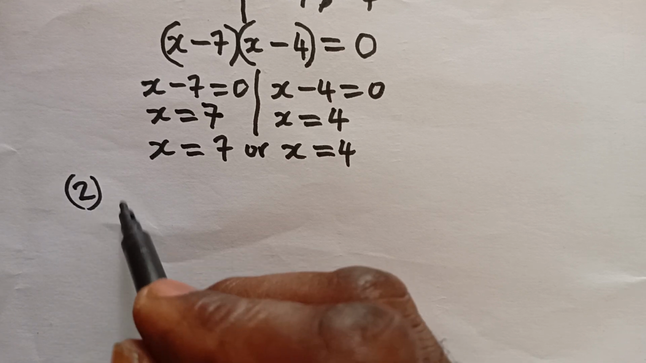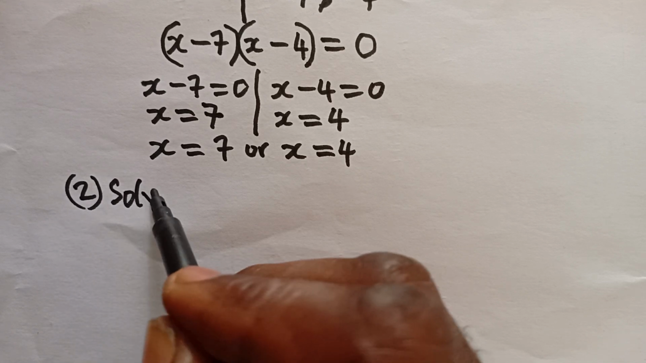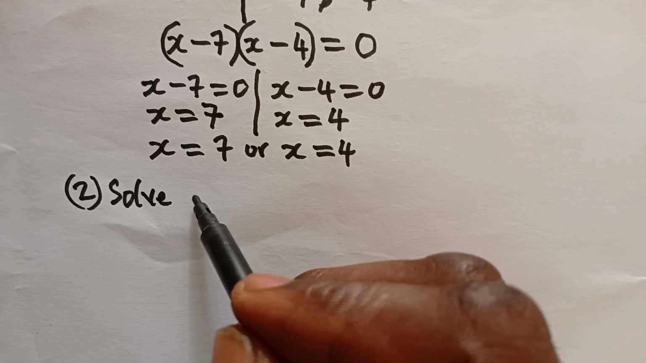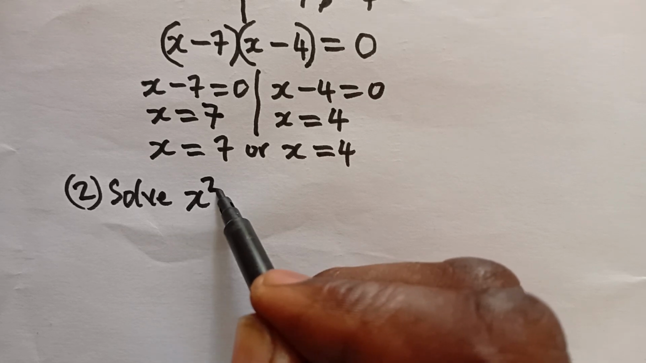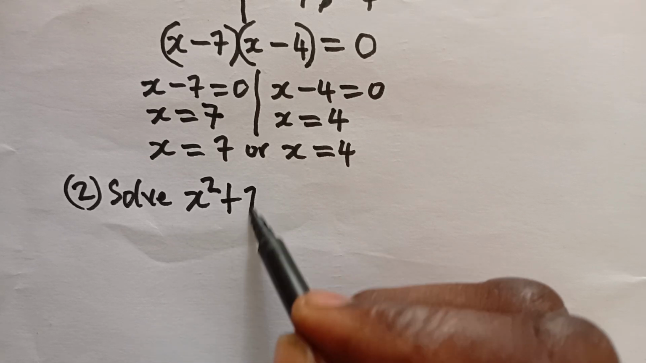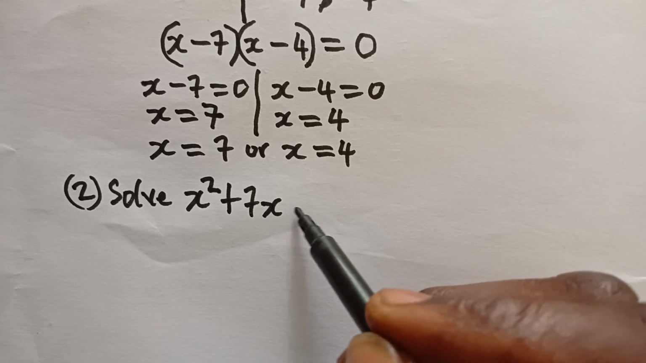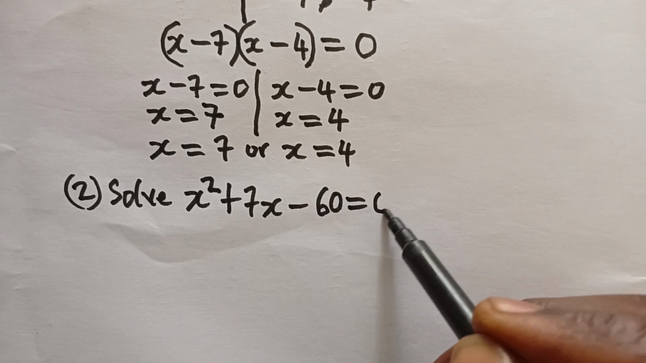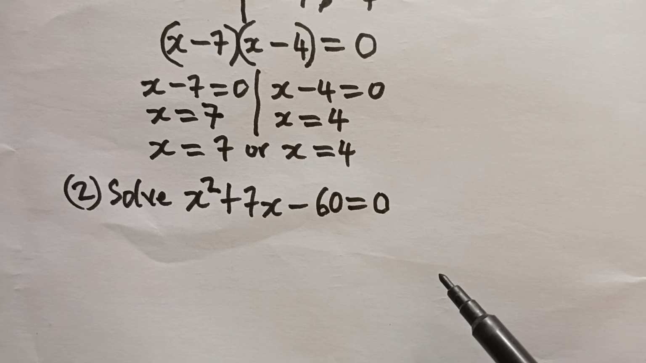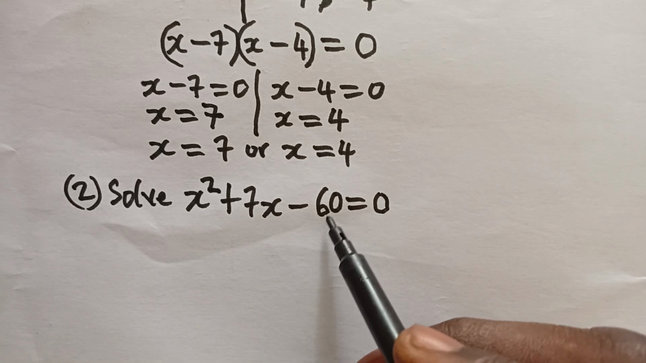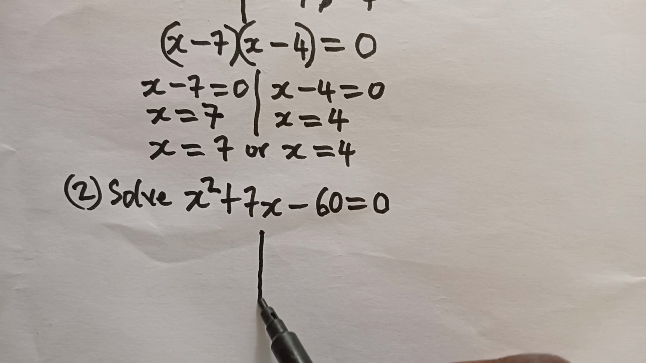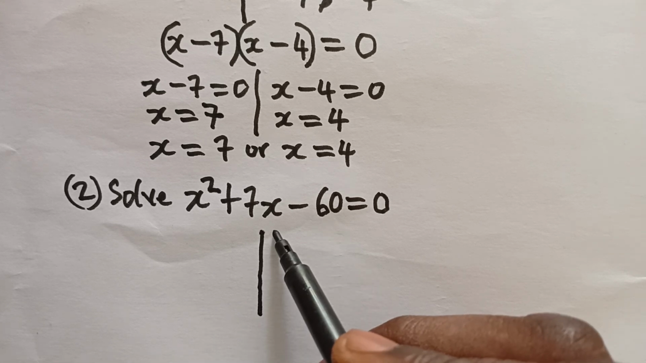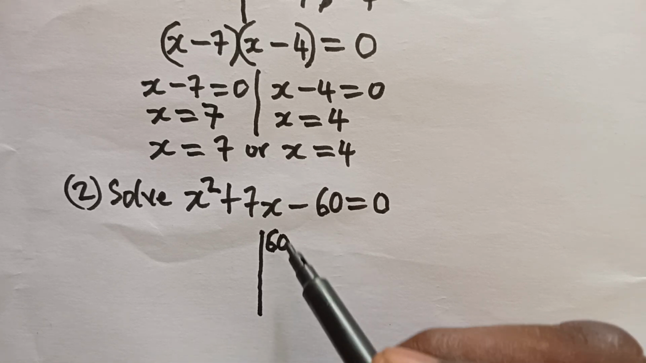And it says solve x squared plus 7x minus 60 is equal to 0. So as usual, for us to get the factors, we're going to take 60. That will help us to get the factors. So I'll put my 60 here.